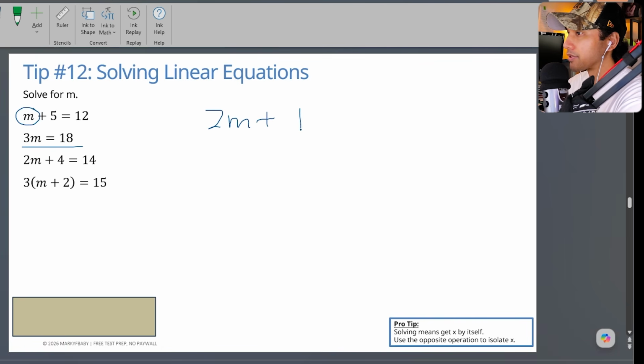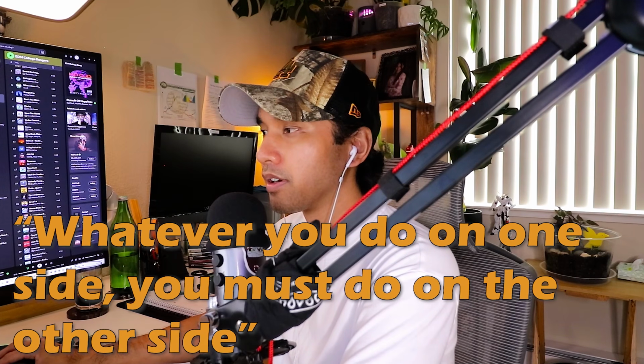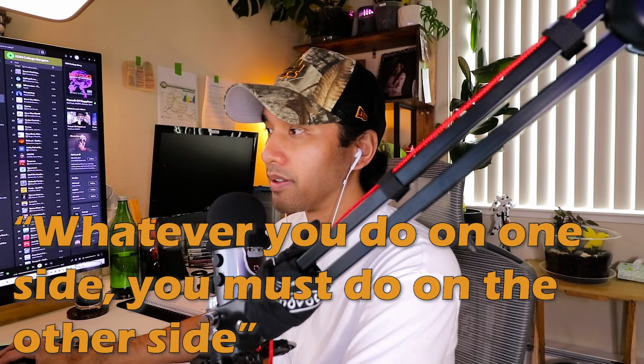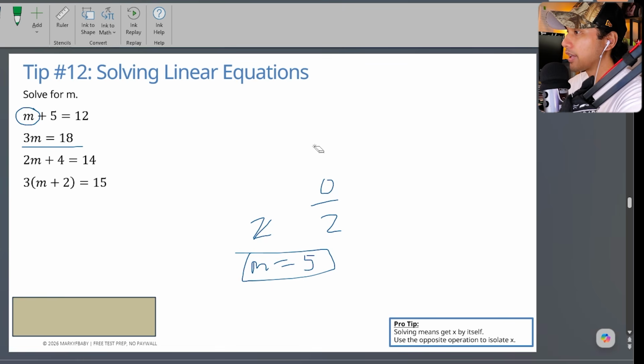Now we get 2m plus 4 equals 14. First, to isolate the m, I'm going to minus 4 from both sides. And we get 2m equals, what is 14 minus 4? It's 10. Then I'm going to divide by 2 on both sides, and we get m equals 5. There you go. Whatever you do on one side, you must do on the other side. And our goal is to isolate the variable, in our case, the m.